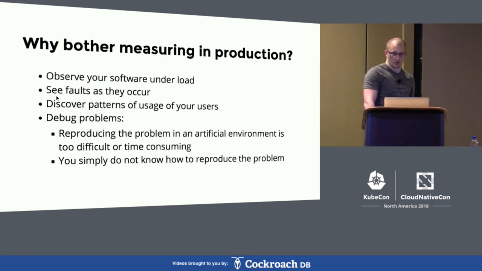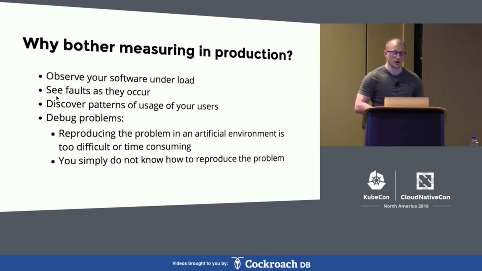So why would we bother measuring in production? There's a bunch of different reasons why you might want to make direct observations of your production environment. One of them is, you get to see your software under actual load. So you get to see its failures when it's under load. You get to see faults as they occur. You can discover patterns of usage of your users, which can inform future features. But primarily, you really want to be able to make measurements in production to be able to debug your system when problems occur.